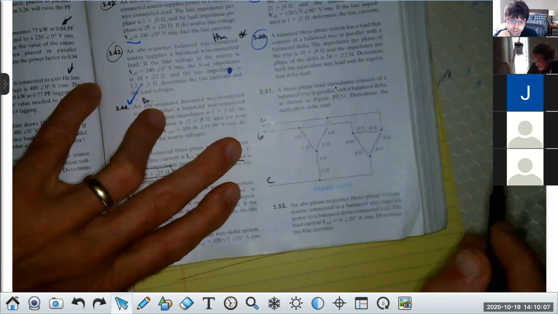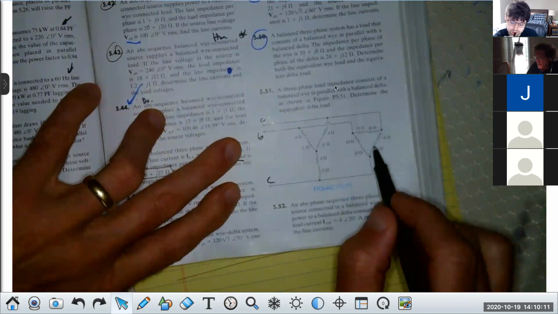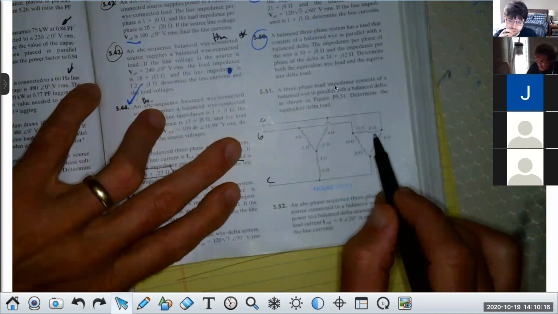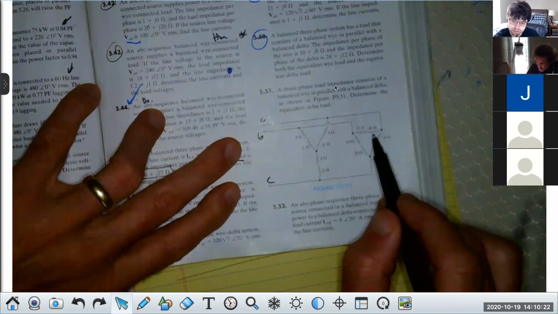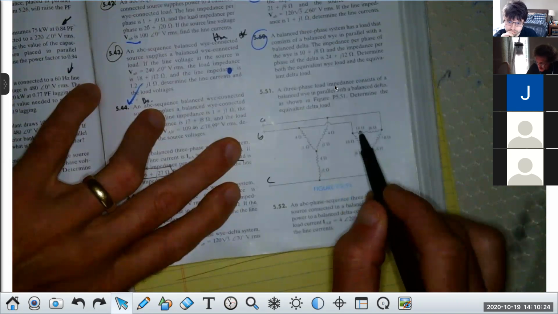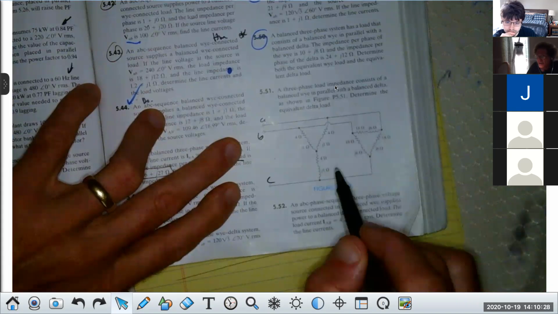All right. Now, if we turn this one into a Y load, can you hear me okay? If you turn this load into a Y, we divide this by 3, and we'd have 6 plus J2, correct? 6 plus J2 in the Y. So you would have two parallel Ys then, wouldn't you?